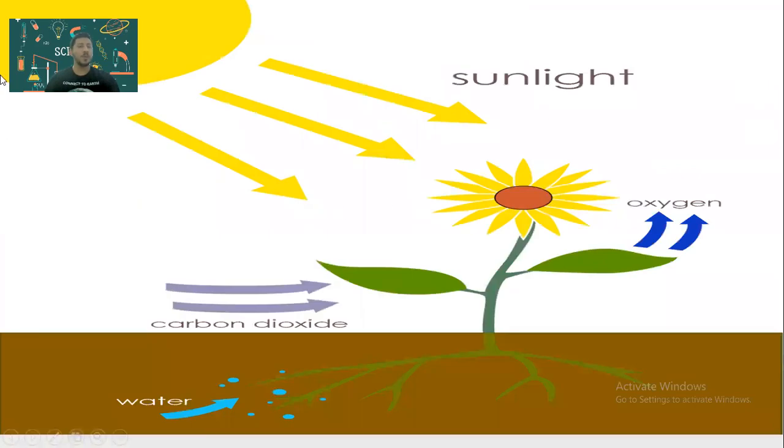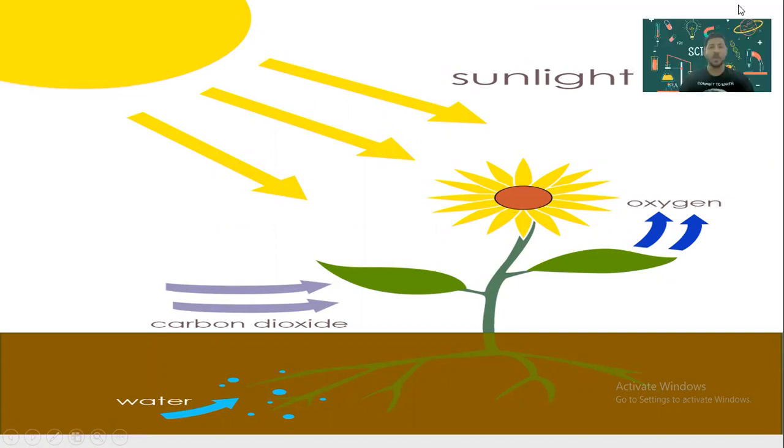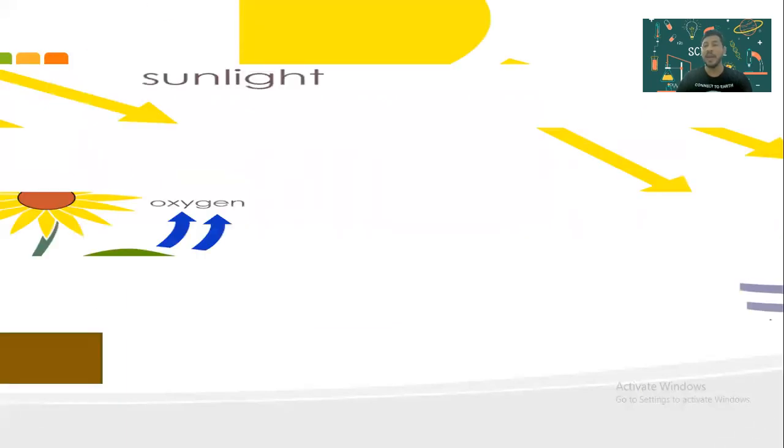How does the process of photosynthesis occur? The plant takes the energy it needs for photosynthesis from sunlight, takes the carbon dioxide from the air, and the water and nutrients from the soil. Photosynthesis changes the carbon dioxide and water that the plant absorbed into what? Into sugar and oxygen.